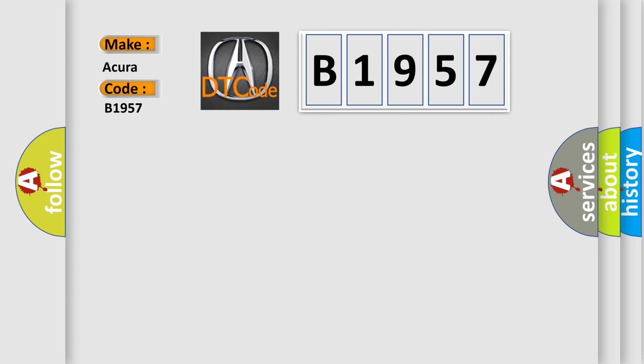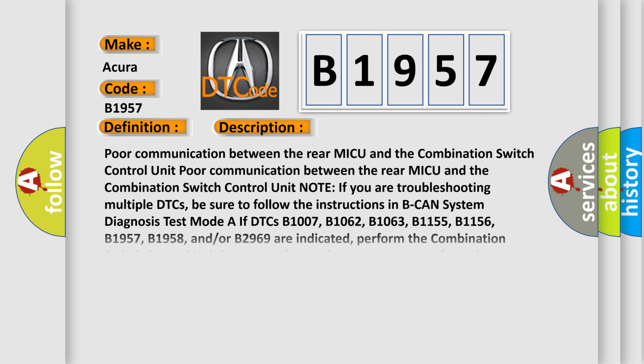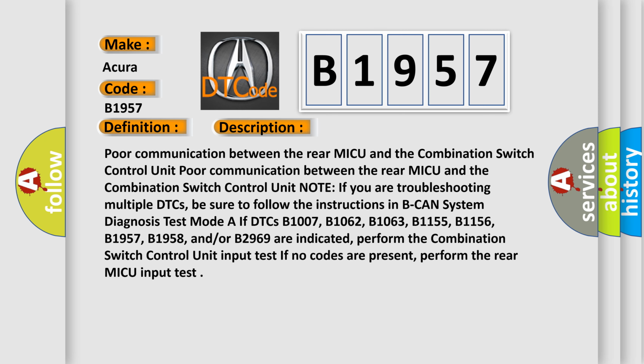B1957 interpret specifically for Acura car manufacturers? The basic definition is: rear MICU lost communication with combination switch control unit HLSW message. And now this is a short description of this DTC code: poor communication between the rear MICU and the combination switch control unit.